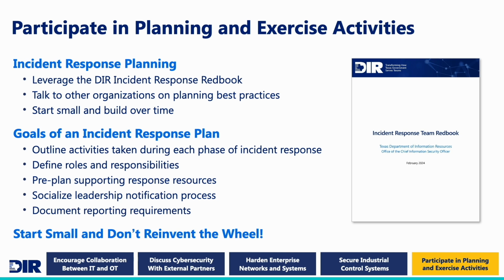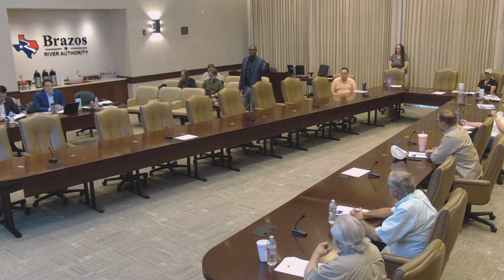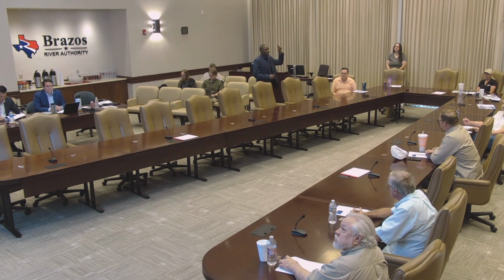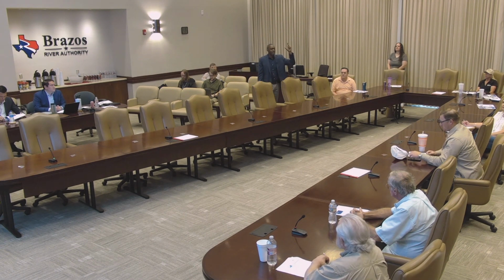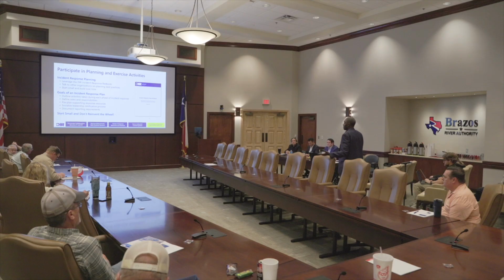The goals of an incident response plan: you want to outline the activities taken during each phase of an incident response situation. Like I mentioned before, you have those 5 functional areas, the first one being identify. So what are some of the functions that we might do during the identify phase of incident response? Anybody want to help answer that question? You want to identify all your assets and all your equipment, right? Do that inventory. Identify what you have on your network, because if you don't know you have it, you can't protect it.